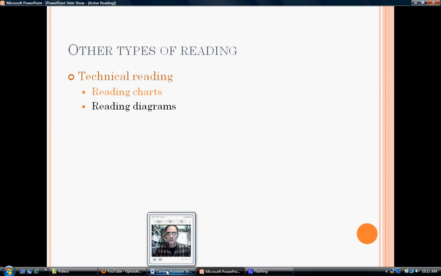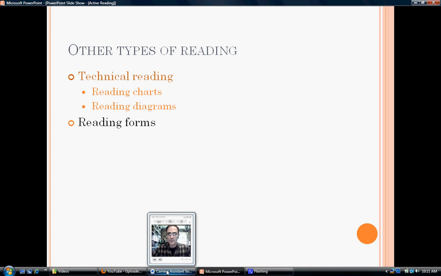So when you come across those charts and diagrams, really pay attention to them, read them. If you can read and understand those charts and diagrams, you can just kind of skim through the words that are around it, because those charts give you lots and lots of information. And the next type of reading is reading forms.